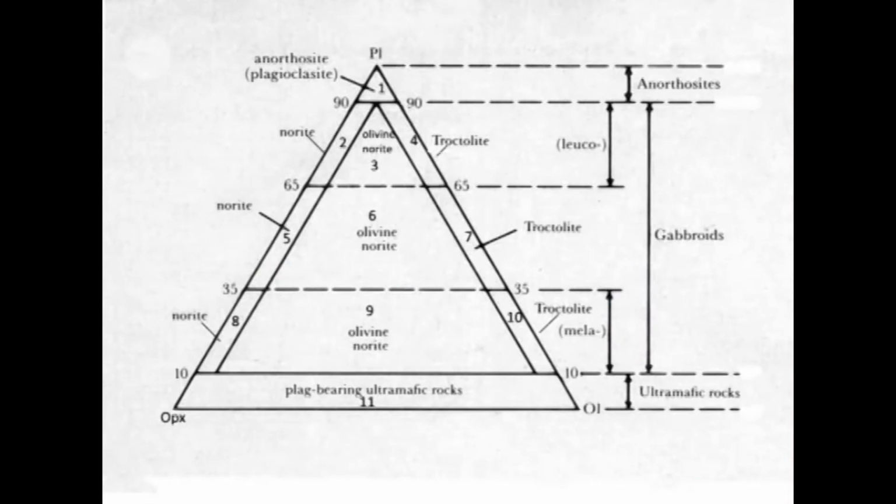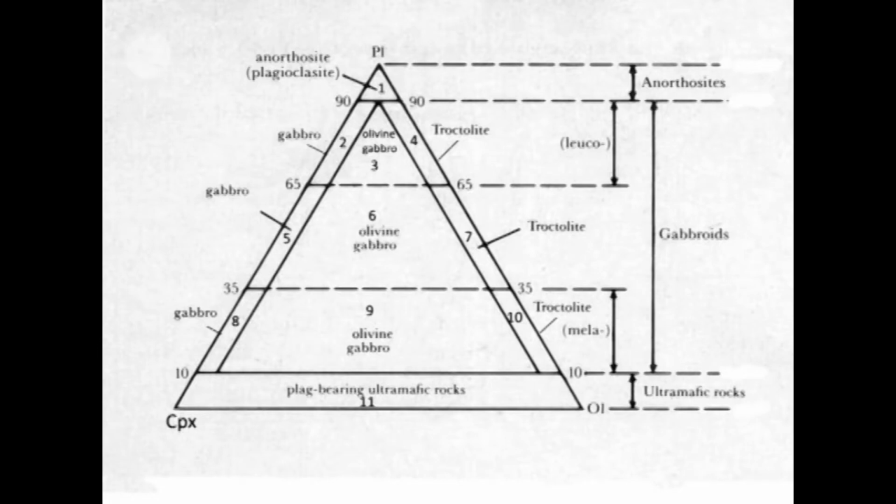Now, third category, that is plagioclase, orthopyroxene, olivine. Now, we can observe the different rock types. Based on the triangular diagram: first anorthosite, second leuconorite, third olivine leuconorite, fourth leucotroctolite, fifth norite, sixth olivine norite, seventh troctolite, eighth melanorite, ninth olivine melanorite, 10 melatroctolite, 11th plagioclase-bearing ultramafic rock.